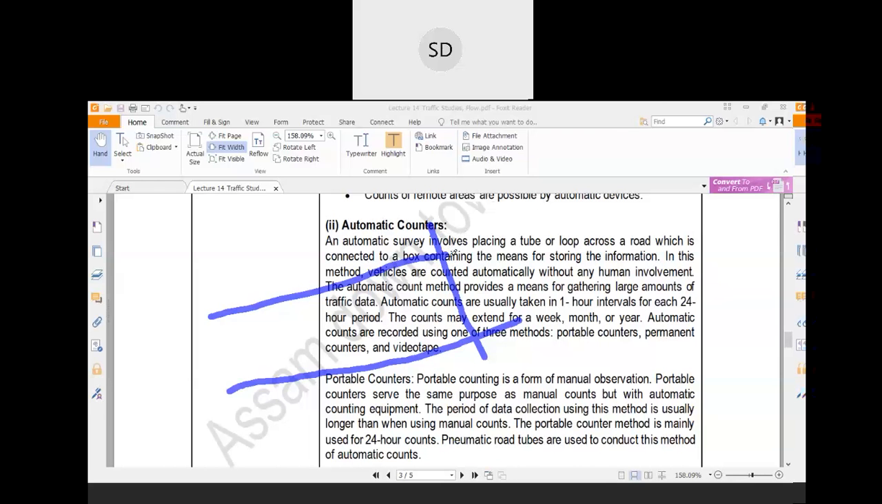Generally, a well-accepted automatic counting method is the pneumatic tube method. In the pneumatic tube method, one tube is placed across the road section. Whenever a vehicle crosses that particular pneumatic tube, it will count the vehicle.